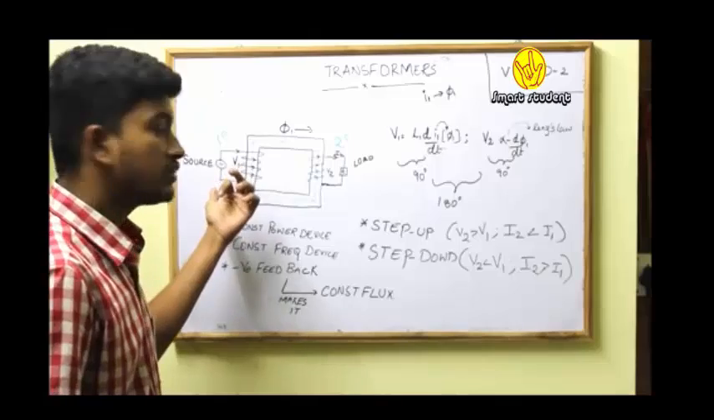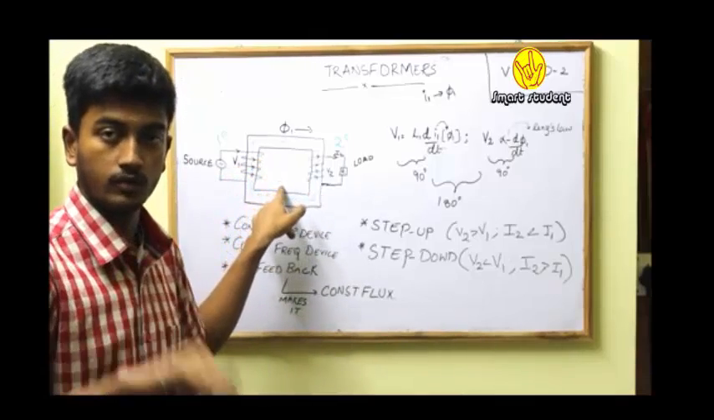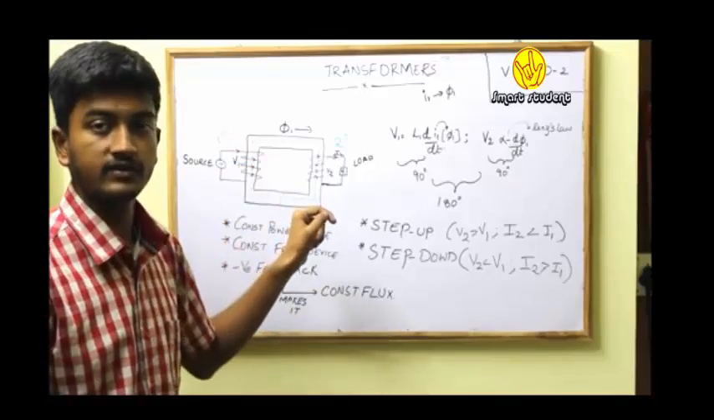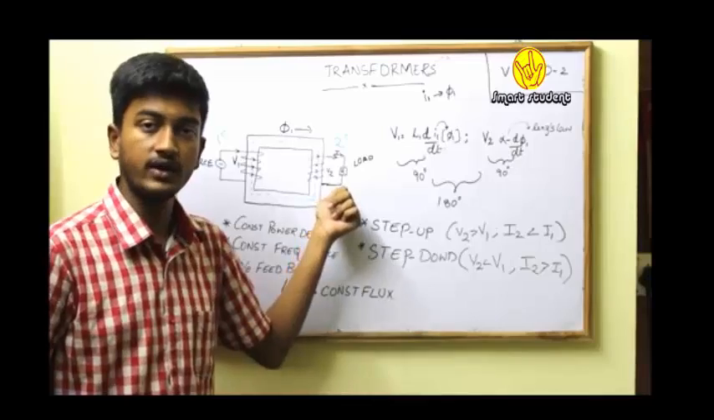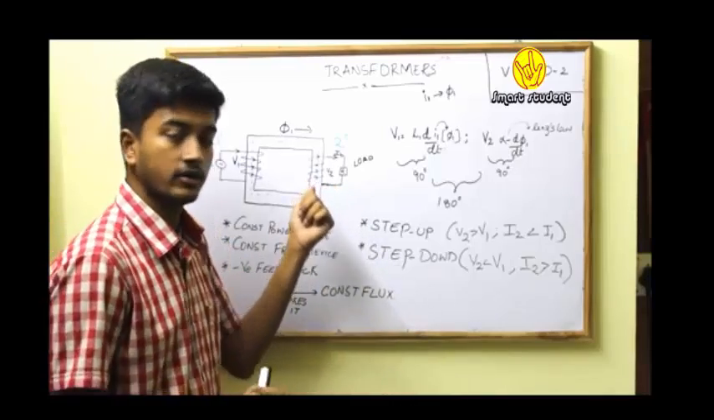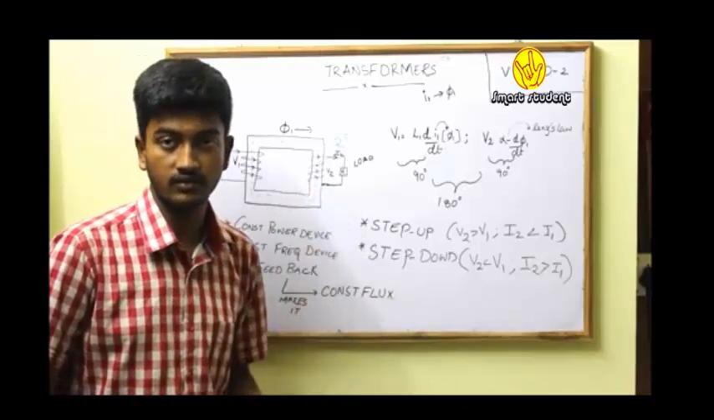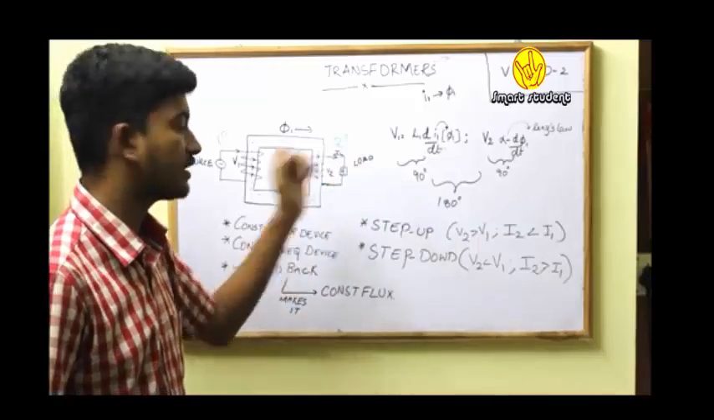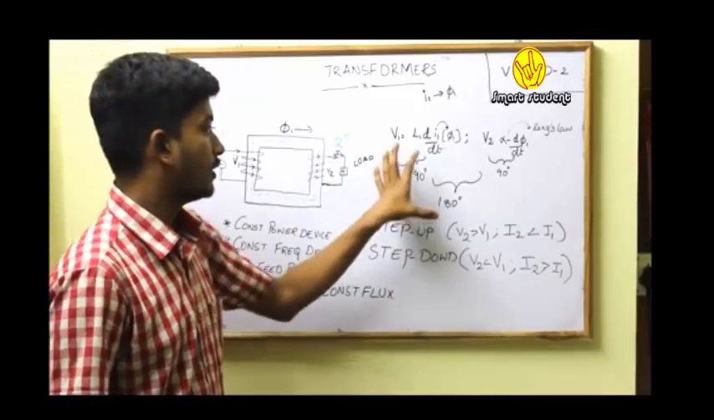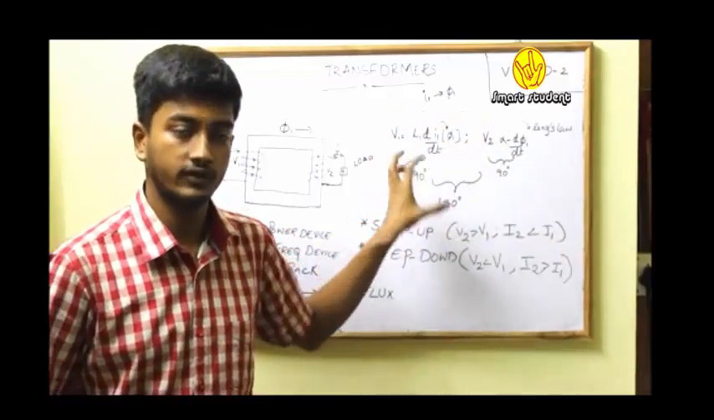Now, because of the voltage in the primary V1, some current I1 flows through it, and according to the property of my inductor, some magnetic field will be set up across it. Let it be phi1, and this phi1 links with my secondary windings, and according to Faraday's law, because of the relative time variation, some voltage V2 will be induced in the secondary side, and because it is connected to the load, secondary current I2 flows through it. From this, I can explain the directions of my voltages V1 and V2.